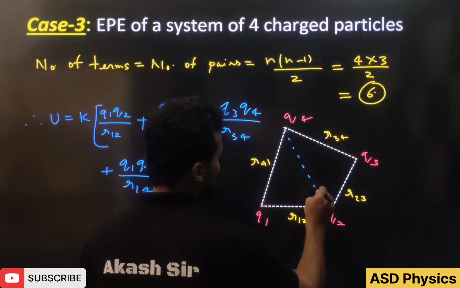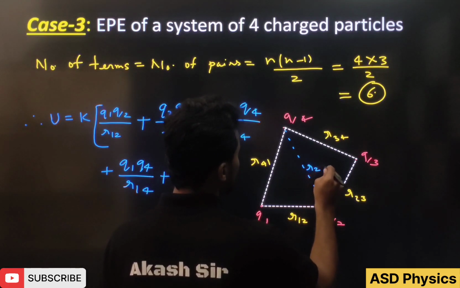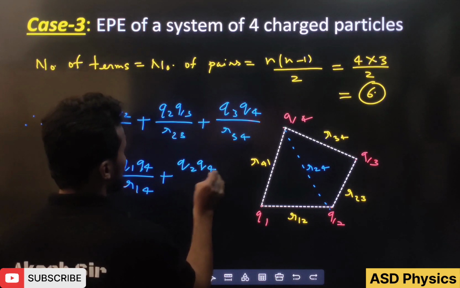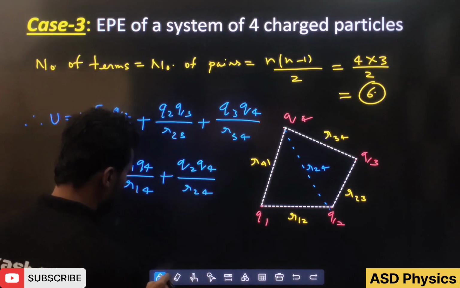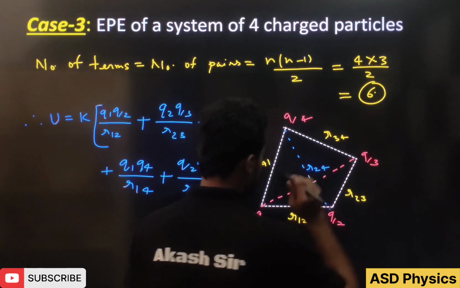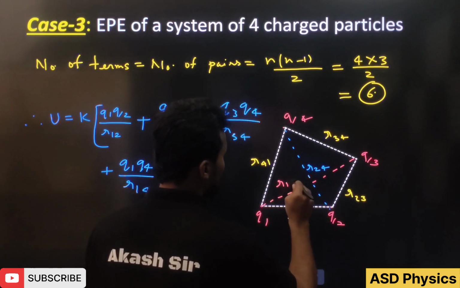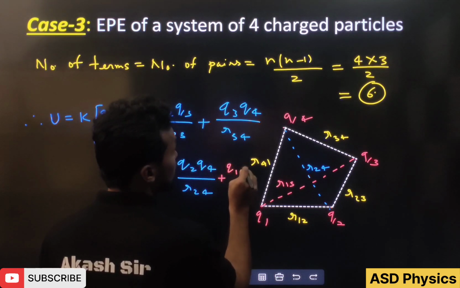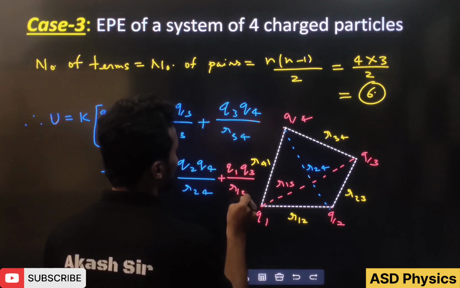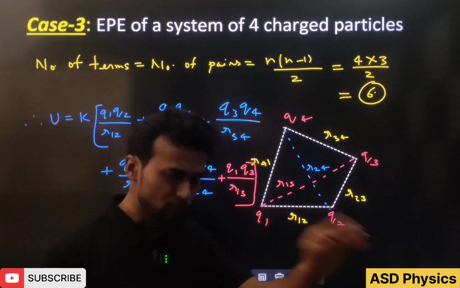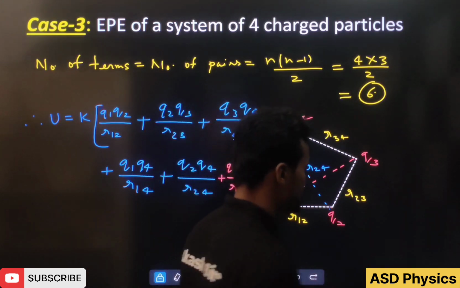Let me write here. This distance will be R24, so this will be K Q2 Q4 by R24. And one more pair is there, this diagonal one, 1 and 3, so we can write R13. Plus K Q1 Q3 by R13. In this way, we have to write the potential energy for 2 particles, 3 particles, 4 particles, 5 particles, 6 particles, whatever.